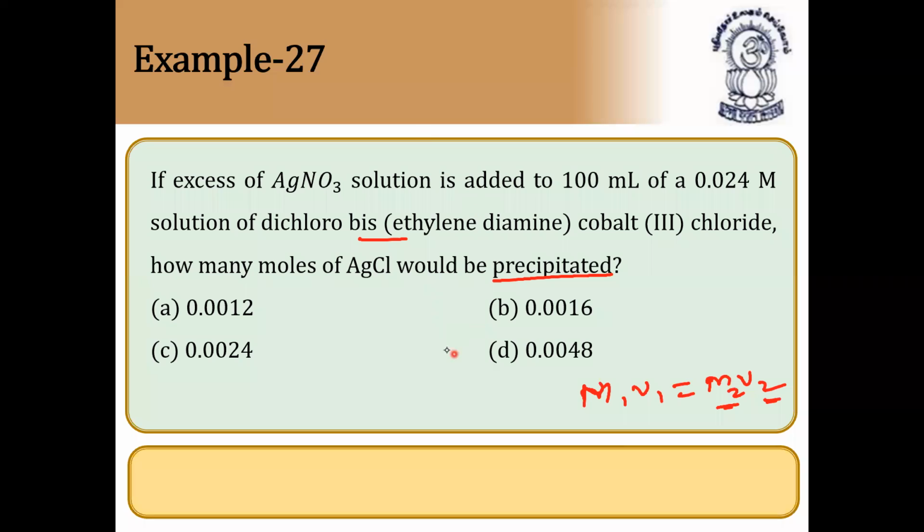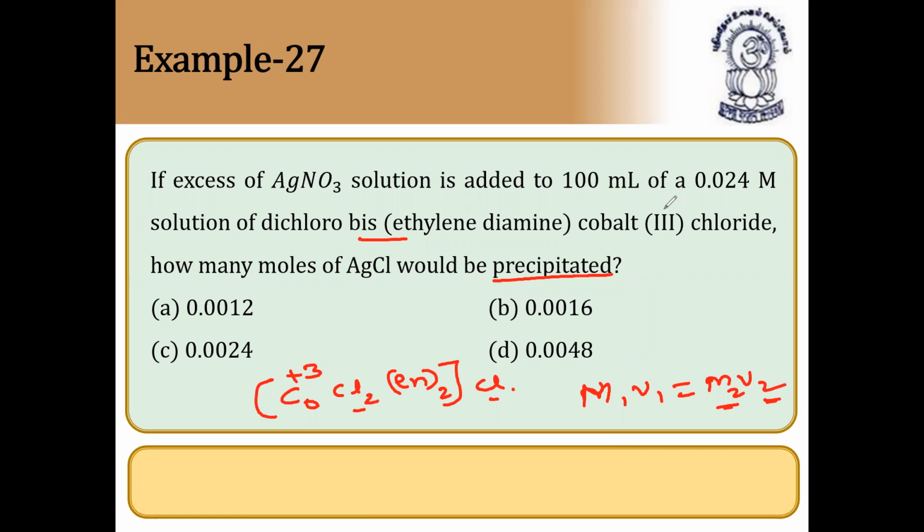Let us check the answer now. First I'll write the formula of this compound: dichlorobis(ethylenediamine)cobalt(III) chloride. Cobalt, dichloro, and bis ethylenediamine, that is en taken twice. Outside, the chloride is one, because cobalt is in the +3 state and the ligands are neutral. So 3 into 0.024, M1V1 is equal to M2V2.